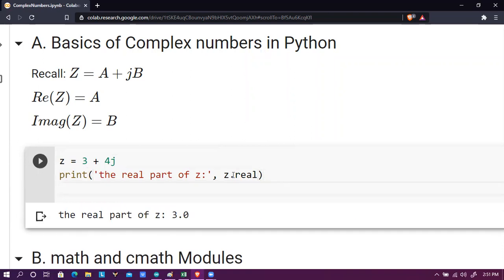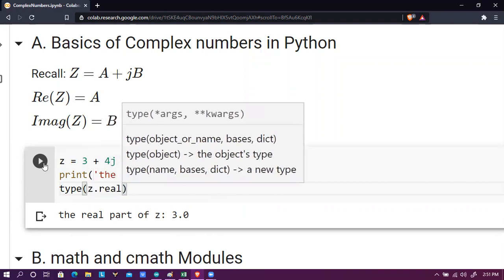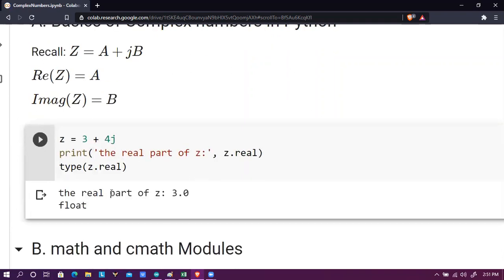Take note, z.real is a floating number. You can check that by typing type(z.real), and it will give you float, because that is a floating number. If you take the type of your z = 3 + 4j, it will give you the type of the variable. In this case, the variable is actually a complex number. That's how you use type.